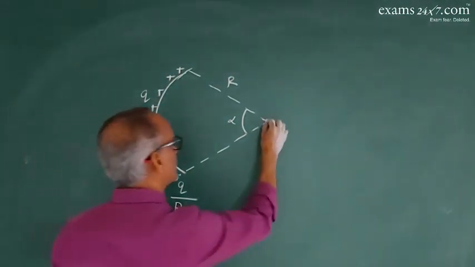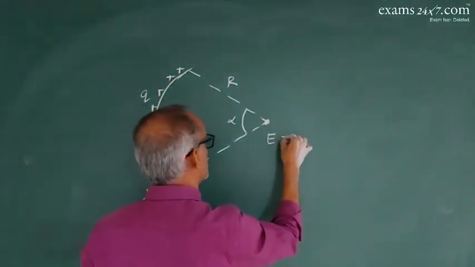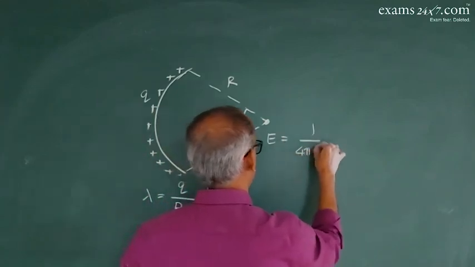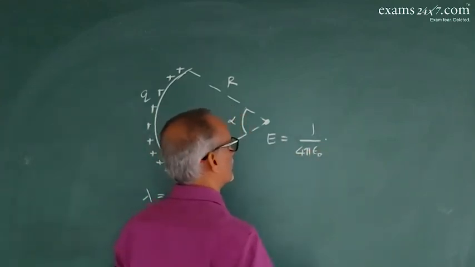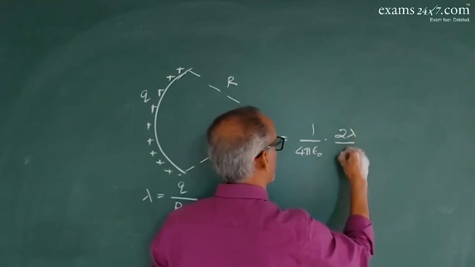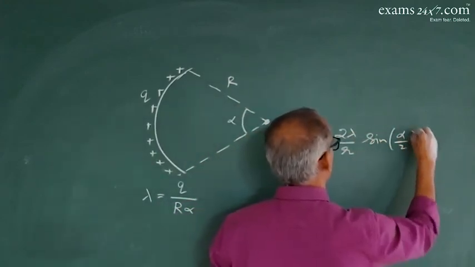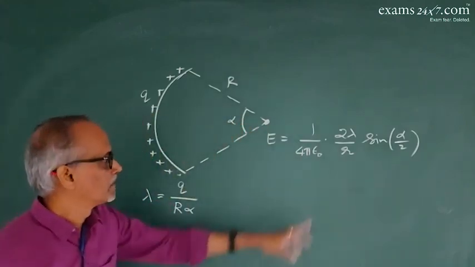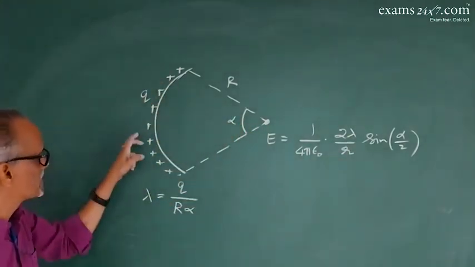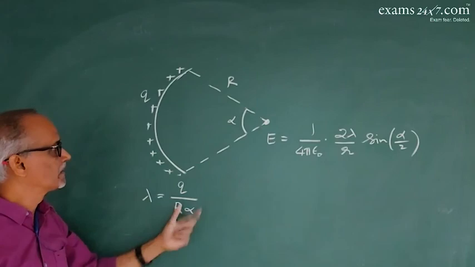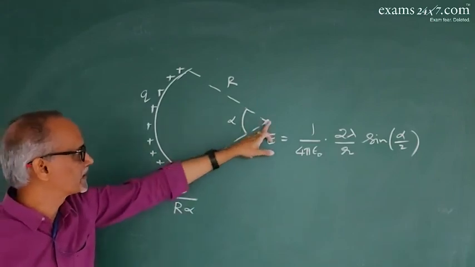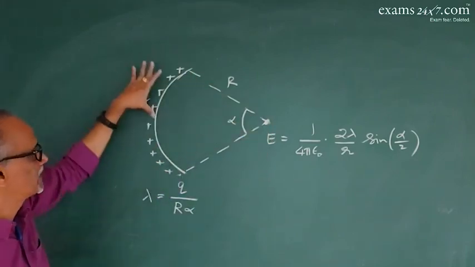Now what is the electric field at this particular point? E is equal to 1 by 4 pi epsilon naught, 2 lambda by r into sine alpha by 2, where lambda is the linear density of charge, which is given by Q by r alpha, where alpha is the angle subtended at the center by this particular arc.